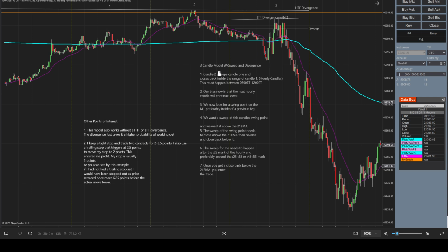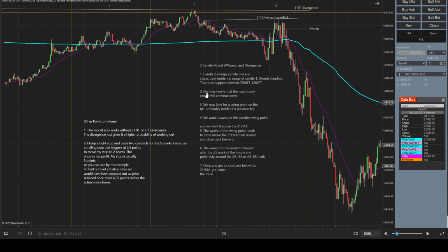So right here, I've laid out in seven steps what I'm looking for. Candle two sweeps candle one and closes back inside the range of candle one. These are hourly candles. This must happen between 7 Eastern and 12 Eastern. I don't trade before 7 and I don't trade after 12. I'm not good at trading the evening and I don't like trading during lunch.